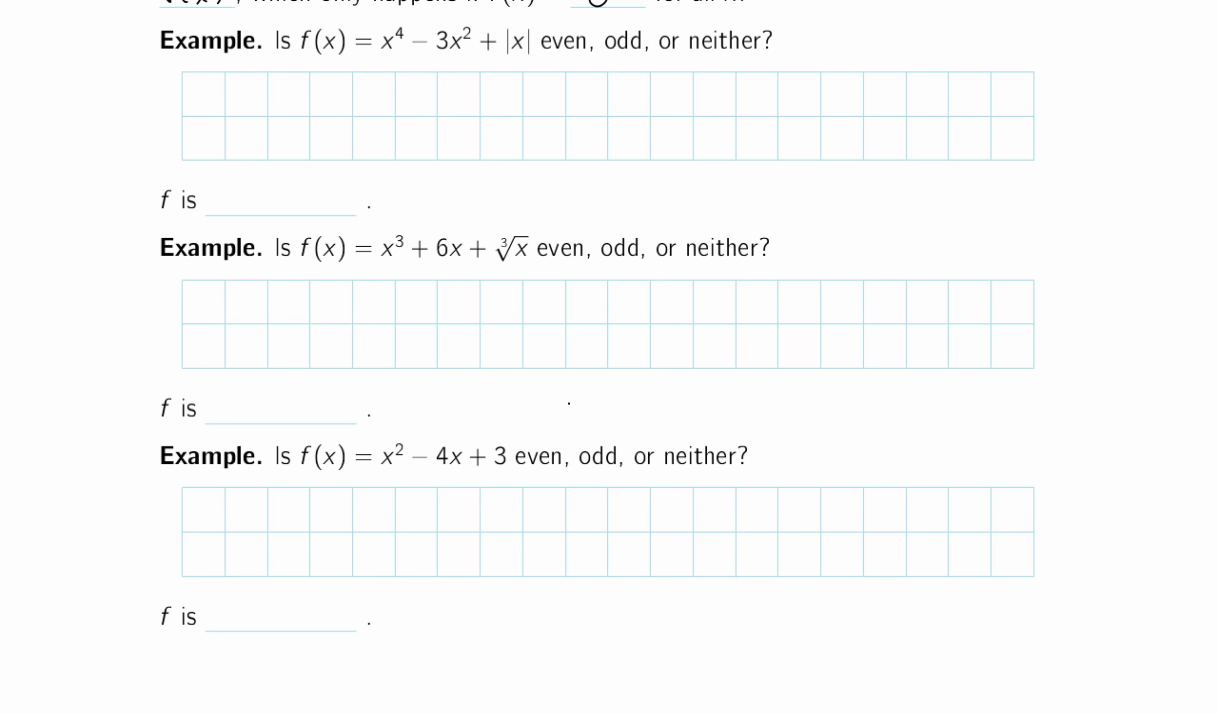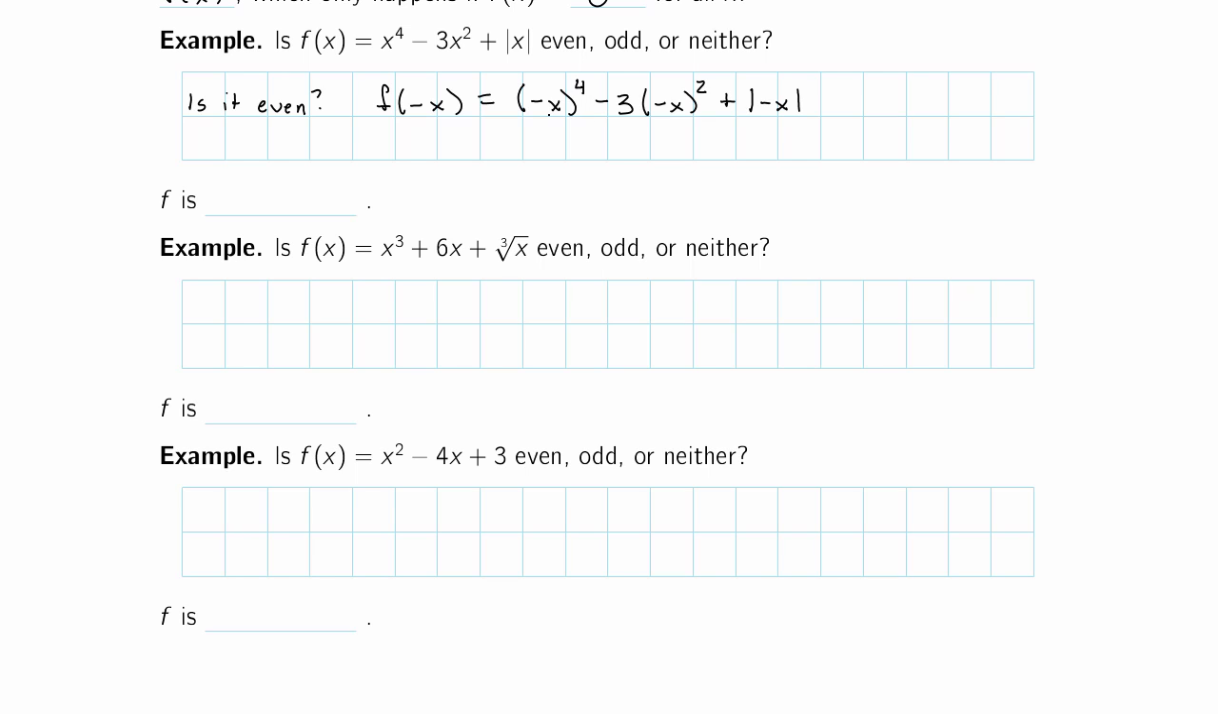So here we have three functions that we want to classify as odd, even, or neither one. So the first thing we'll check is, is it even? To see if it's even, we'll take f of negative x, and then just simplify that and see what happens. So f of negative x, that'll be negative x to the fourth power, minus 3 times negative x squared, plus the absolute value of negative x.